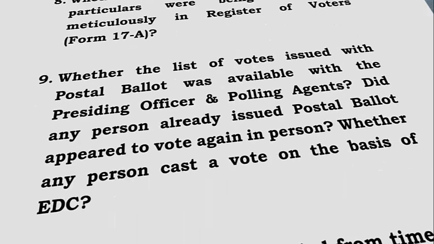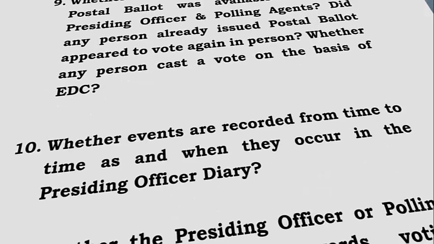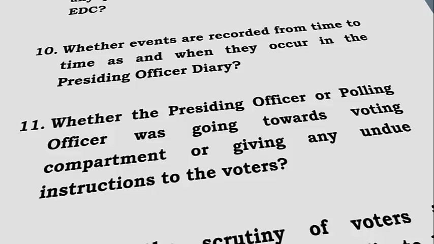Whether the list of votes issued with postal ballot was available with the presiding officer and polling agents. Did any person already issued postal ballot appear to vote again in person? Whether any person cast a vote on the basis of EDC. Whether events are recorded from time to time as and when they occur in the presiding officer diary. Whether the presiding officer or polling officer was going towards voting compartment or giving any undue instructions to the voters.